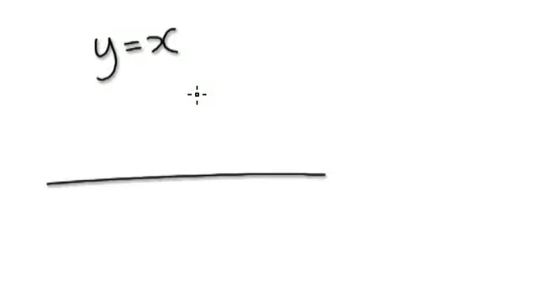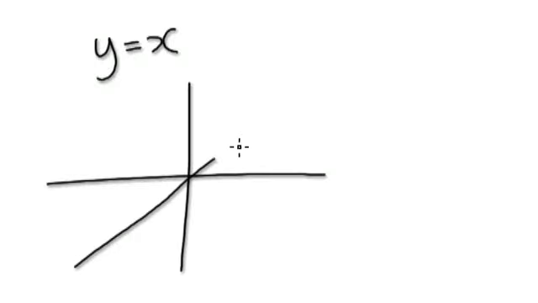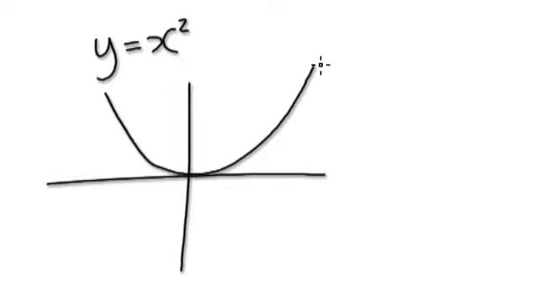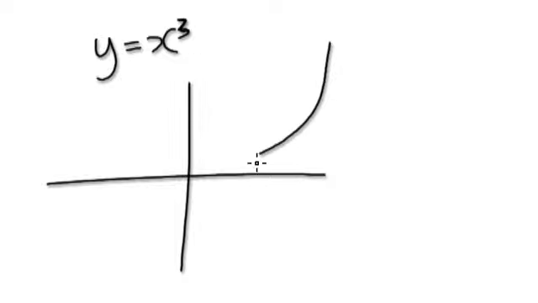In the previous videos, we looked at y equals x. And if you try to draw this line, it will look something like this. It will be a straight line through the origin. And then we looked at y equals x squared. Y equals x squared will look something like this. And then we looked at y equals x to the power 3. And the graph will actually look something like this.